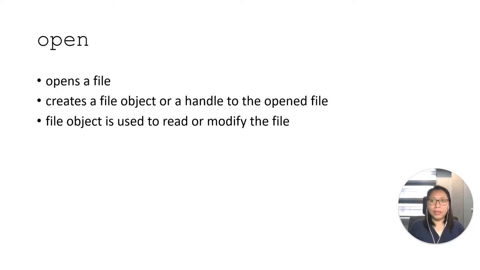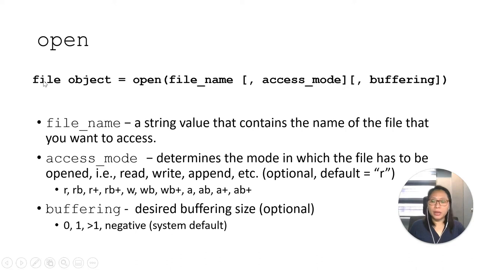So here is a way to open. The open function is a way to open a file. This open function creates a file object or a handle to the open file, and that file object may be used to read or modify the file. Here is the syntax for the open function. The file object is assigned the return of this open function.